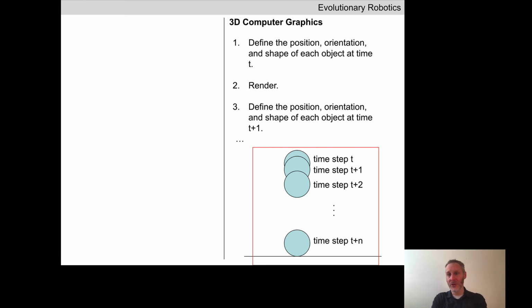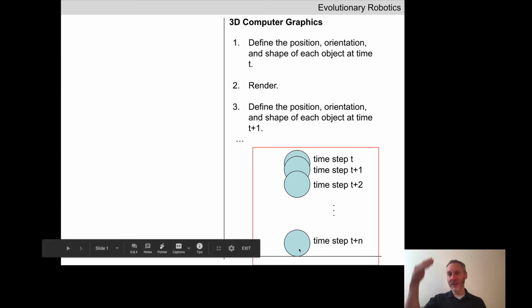Obviously, the field of computer graphics and video games started with traditional 3D graphics, where we want to construct a virtual scene in three-dimensional space. In order to do so, we need to define a set of objects. In computer graphics, we set the position and orientation and shape of each object at time t. We render that 3D scene. We then tell the computer how to alter the positions and orientations and shapes of each object at the next time step, render, repeat this process indefinitely.